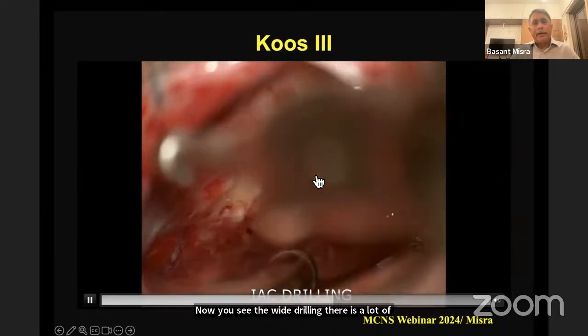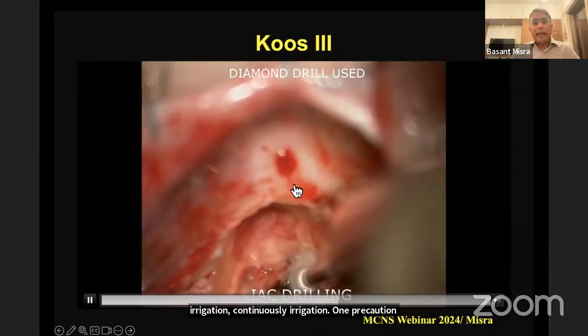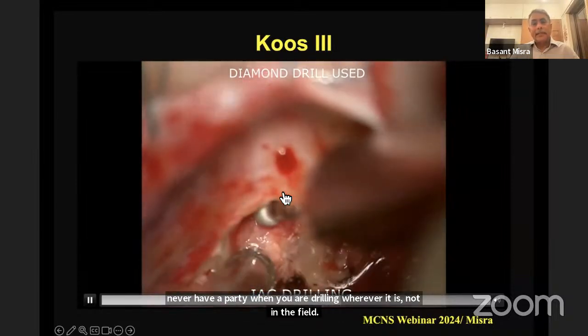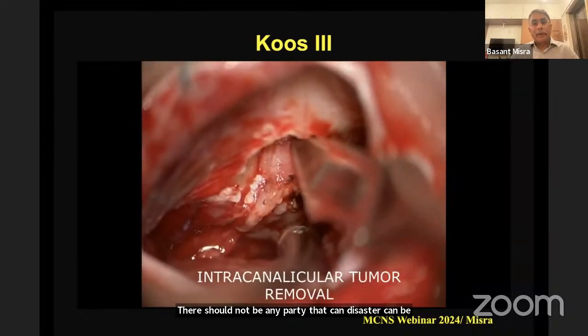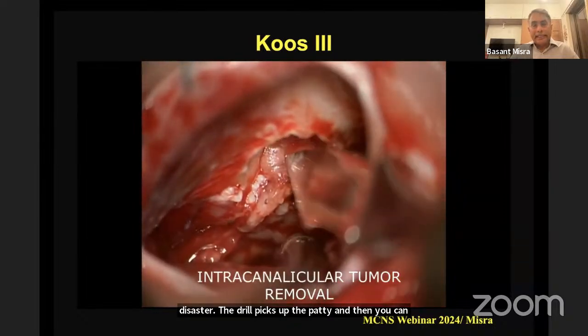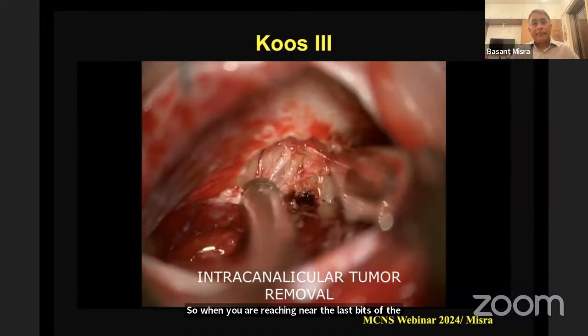One precaution: never have a patty when you are drilling, wherever it is, in the field or not; there should not be any patty. That can be a disaster. The drill picks up the patty, and then the whole cerebellum comes out with the patty. So when you are reaching near the last bits of the bone, you do it with a diamond drill.